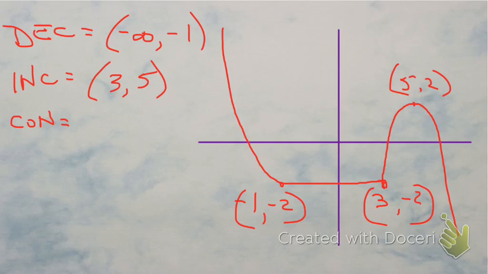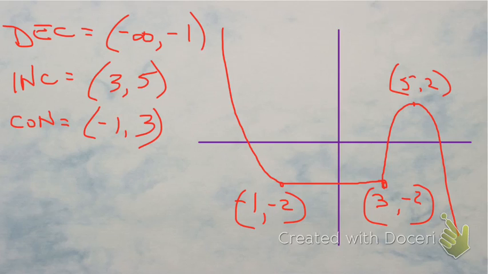So far, when Seth was giving me decrease, he was just giving me the x values, negative infinity to -1. Increasing, all he did was give me the x values, 3 and 5. All right, where does it stay constant? -1 to 3. Okay, again, all you're looking at are the x values.